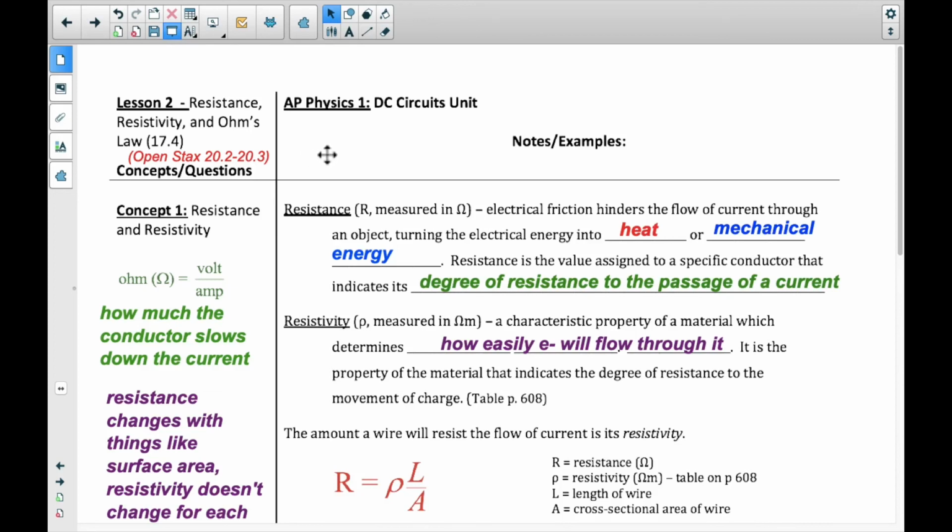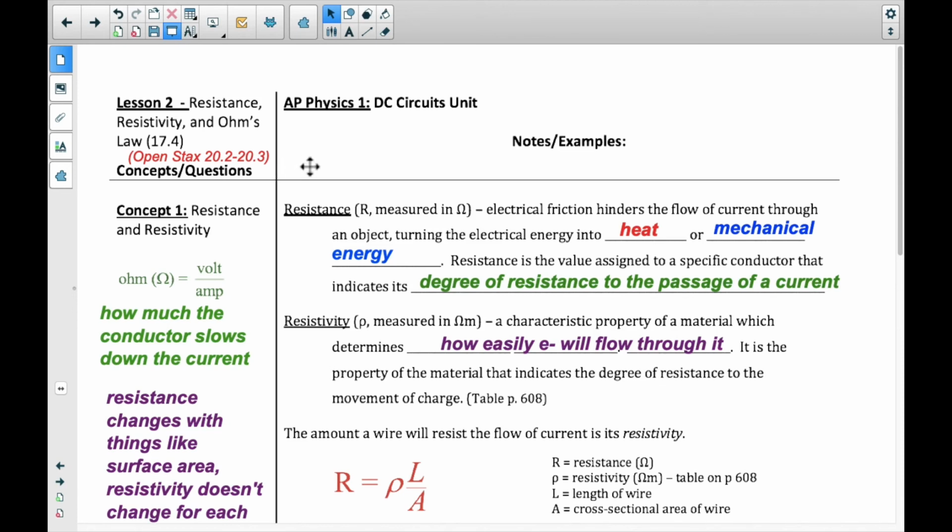Hi guys, this video is going to be covering the DC circuits unit. We are on lesson 2. Lesson 2 covers resistance, resistivity, and Ohm's law. This is in the Survey textbook. This refers to 17.4. In the OpenStax, it is 20.2 to 20.3.